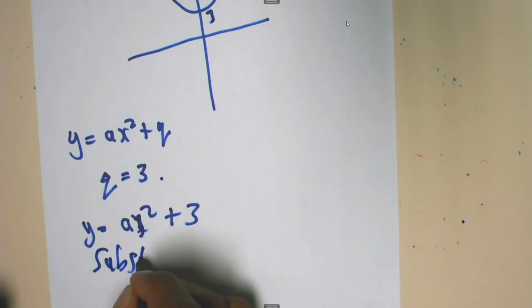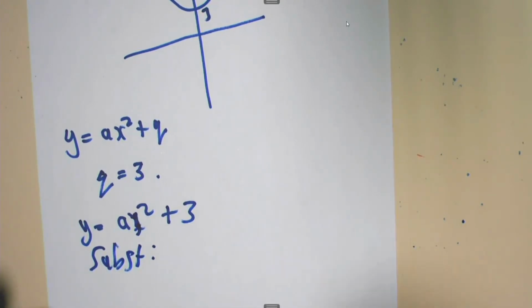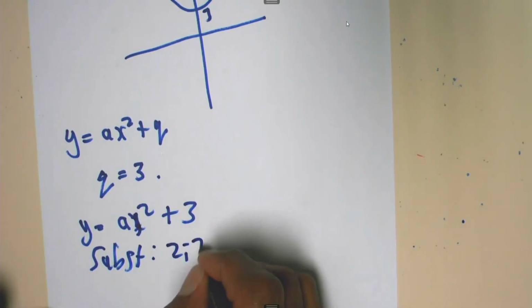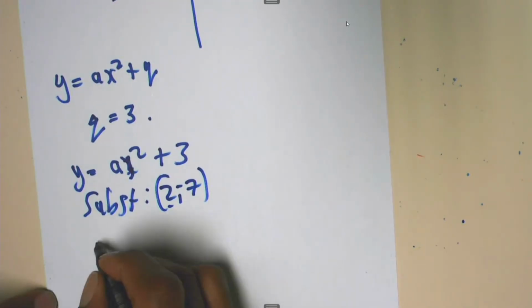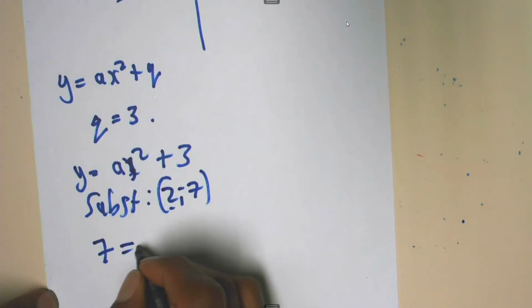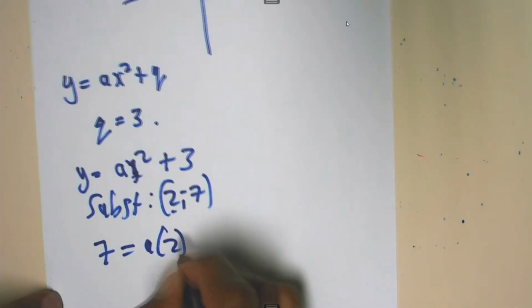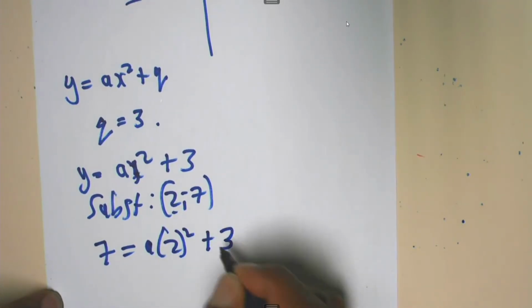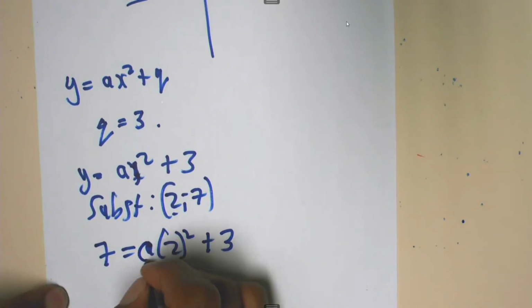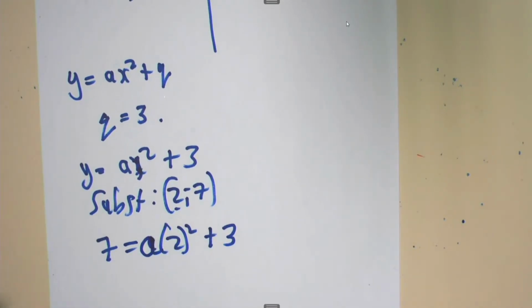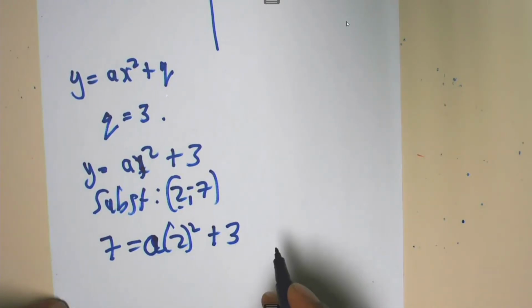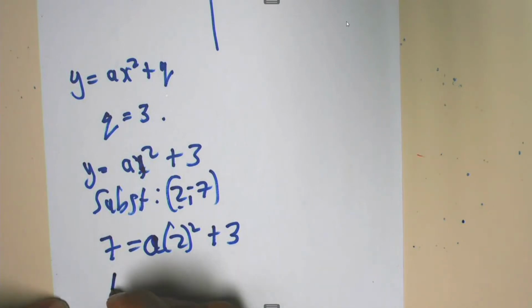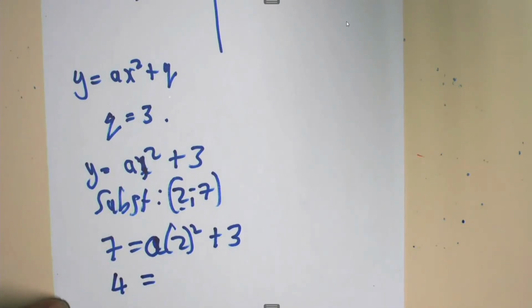Then it means you're going to take one point here, where x is 2 and y is 7. Then you're going to substitute the point. What is y? Then y, which is 7, equals a. What is x? x is 2 squared. Then plus 3. I substituted. Now I'm going to solve for a, right? Yes. Now we move 3 to the other side. We minus it on both sides. So 7 minus 3 will be what? Will be 4. 7 minus 3 is 4.